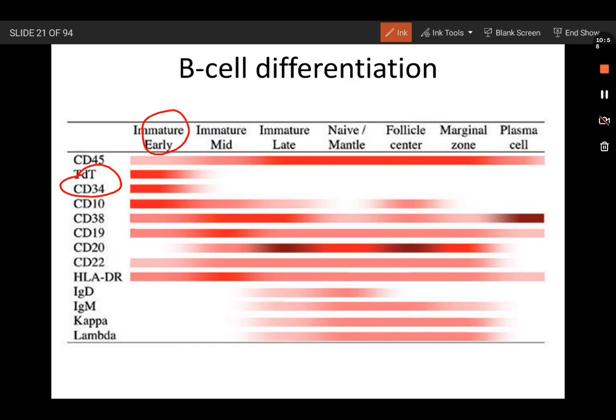CD10 is in the early ones but also in the follicular center. CD10 is considered to be the follicle center marker. CD38 is almost everywhere, but the highest is in the plasma cells. CD19 and HLA-DR are in all the cells. CD20 is maximum in the late immature ones and also in the follicular center, and CD22 is in almost all the cells but not in plasma cells. Immunoglobulins are only in the mature forms and normally not in plasma cells.